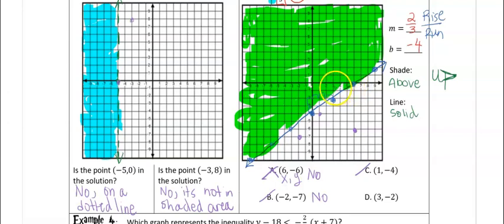Let's try D, the last one. So 3, -2. Oh, that's directly on our solid line. So if it's on a solid line, then yes, it'll work. It's considered a solution. So D is our answer.